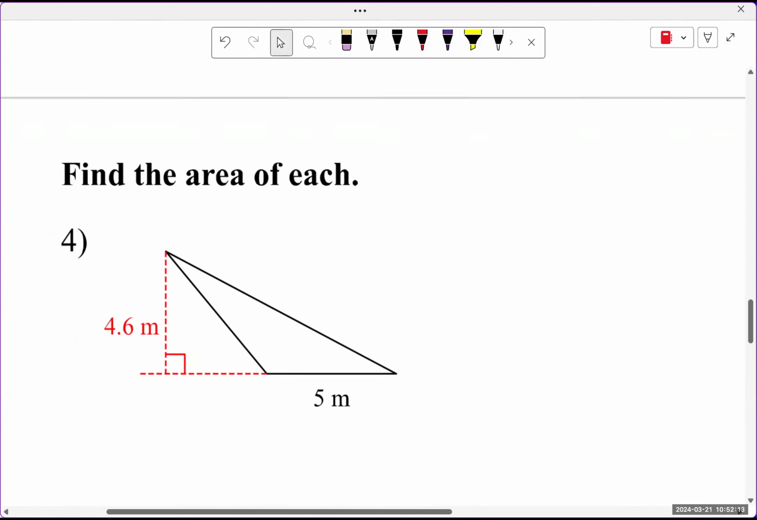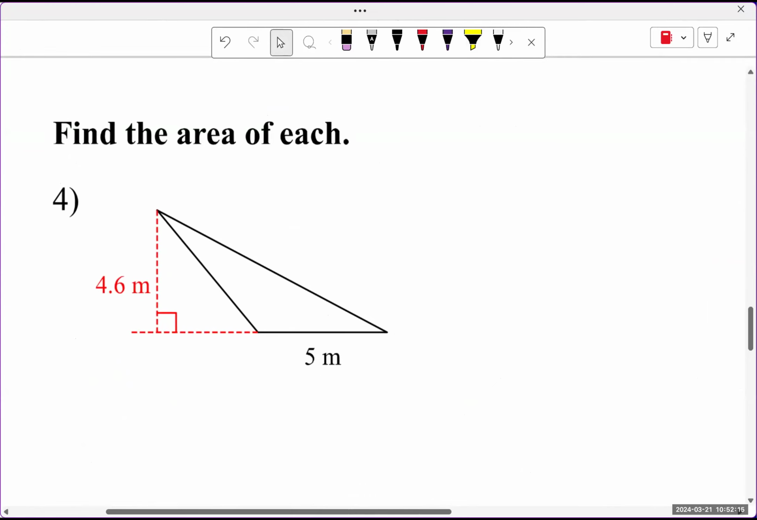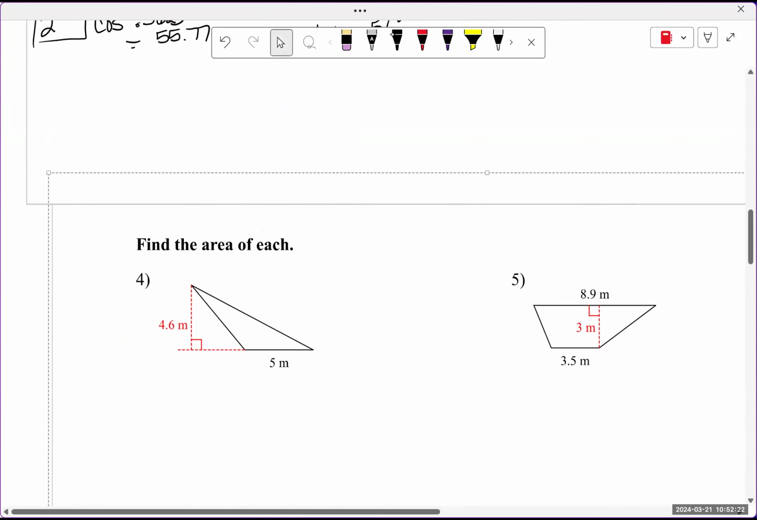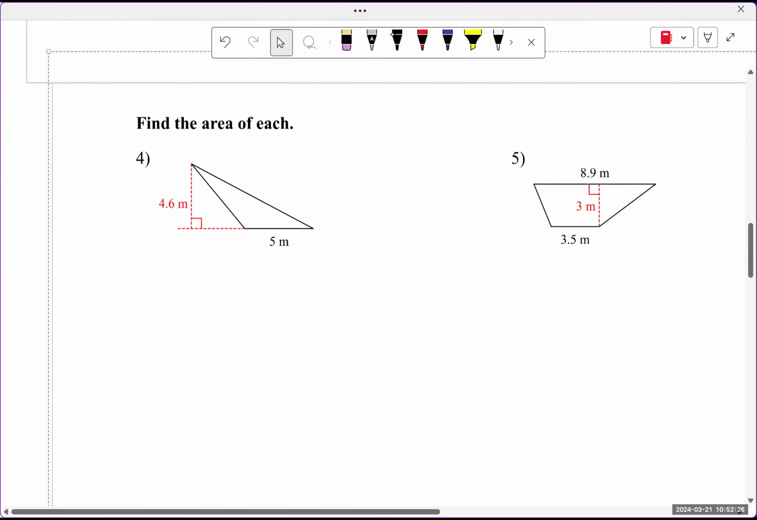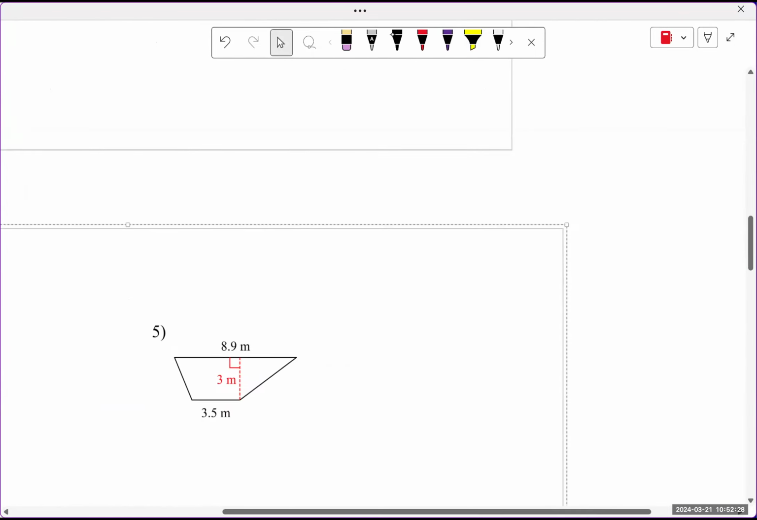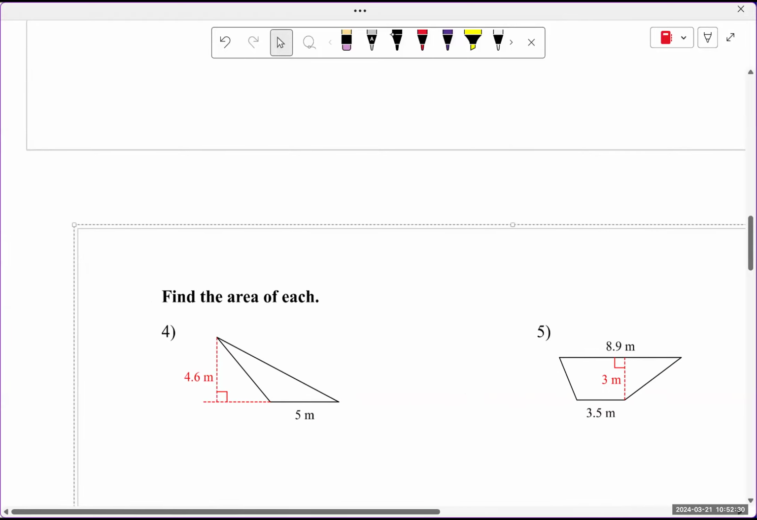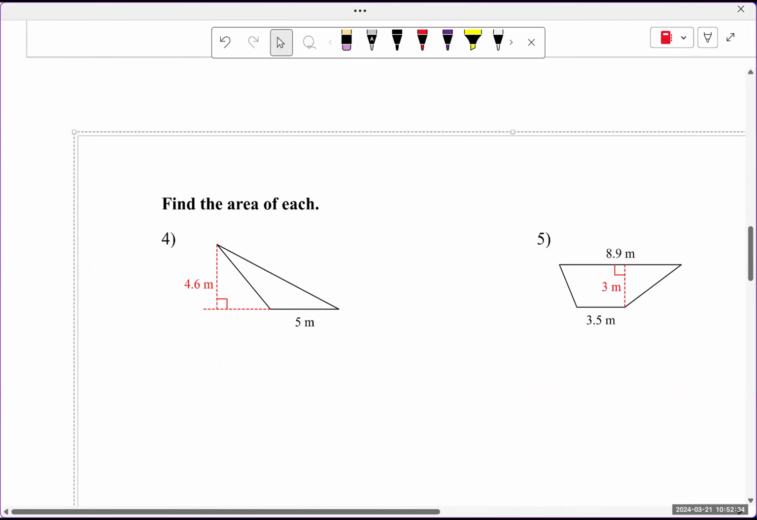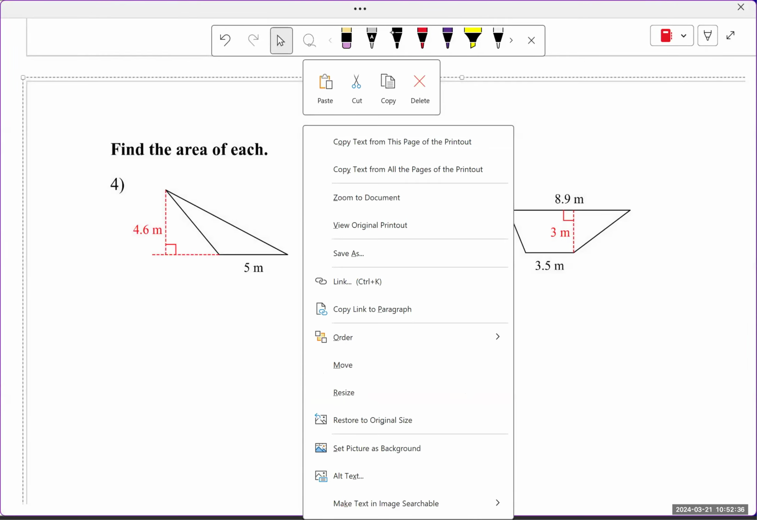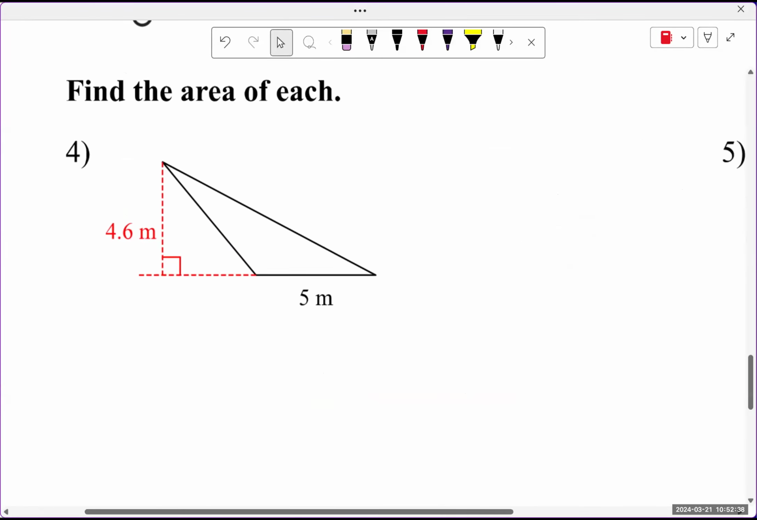Okay, so now we're going into area. So what happened here? Oh, well, I think we're good. Okay, stop moving. Okay, now stop moving. Okay, sorry.